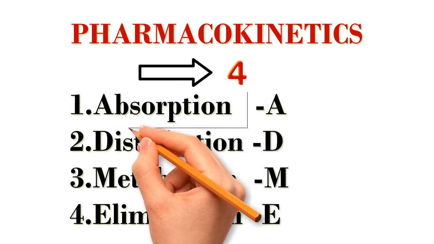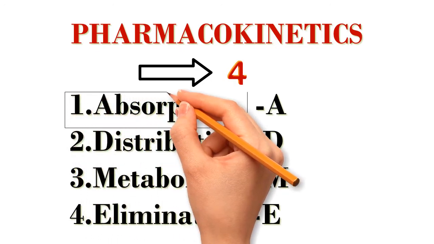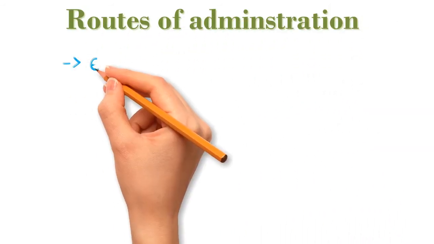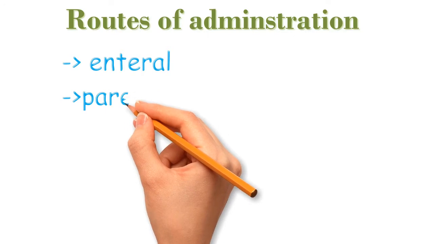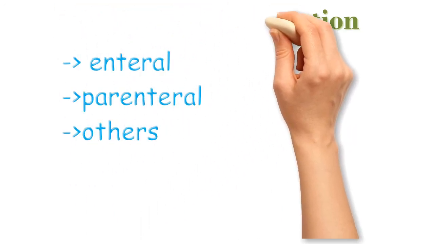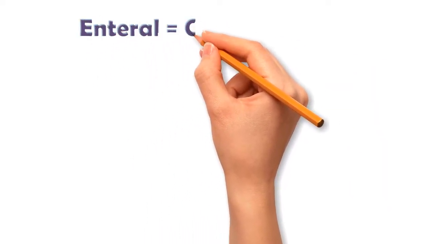In this video, we'll talk about the first pharmacokinetic process. Absorption is the transfer of a drug from its site of administration to the bloodstream. The routes by which we can administer a drug are enteral, parenteral, and also there are other routes as well. Enteral route is administration of a drug via our gastrointestinal system.